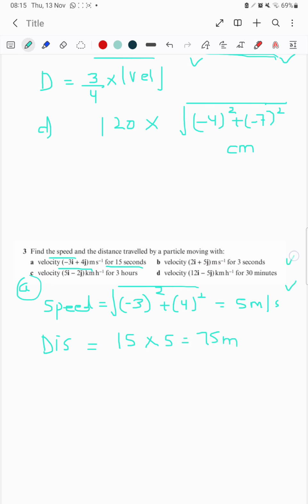This way you can complete all the questions. The only thing which is important here is, if the velocity is given in kilometers per hour, the time should be in hours. If time is given in minutes or seconds, you have to maintain the same units throughout. So this was all about exercise 3C.